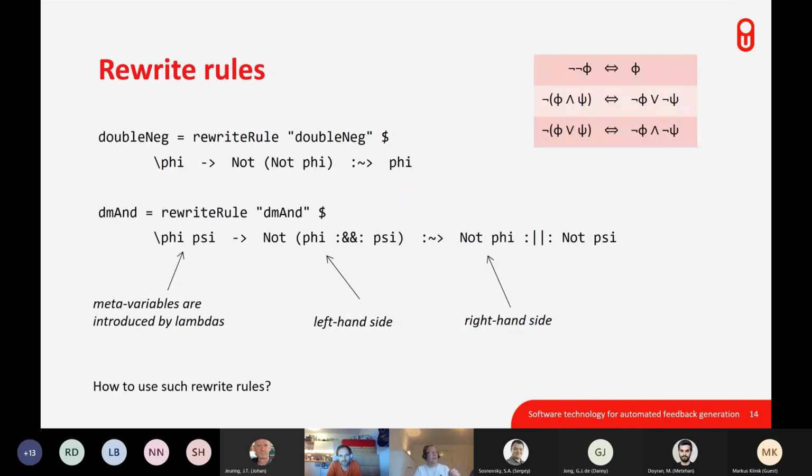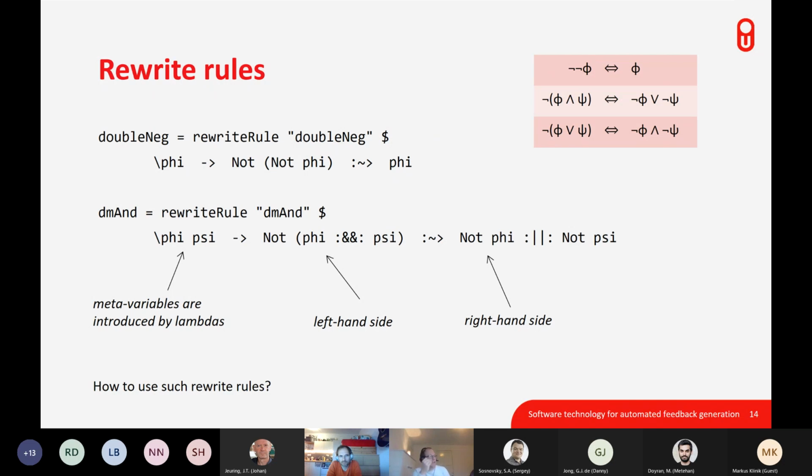Now, embedding these kind of rewrite rules is surprisingly simple in our case, because on the top right, you can see the 3 laws for proposition logic, double negation, and the 2 De Morgan laws. And in Haskell, these can be embedded with some magic as normal functions. And I think it's a very neat trick. So the laws, they have meta variables, phi's and psi's, that are representing arbitrary propositions.